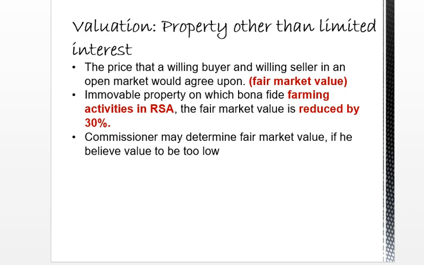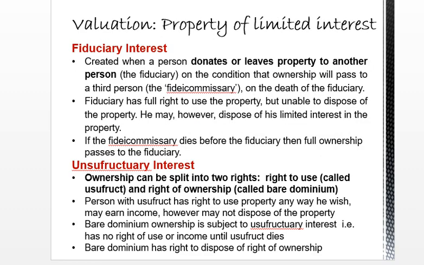Okay, now what we want to do is distinguish between a fiduciary interest and a usufructuary interest. So a fiduciary interest is created when a person donates or leaves property to another person. So in other words, the other person is the fiduciary, on the condition that the ownership will pass to a third person, who is the fideicommissary, on the death of the fiduciary.